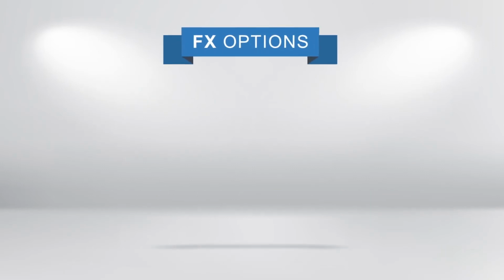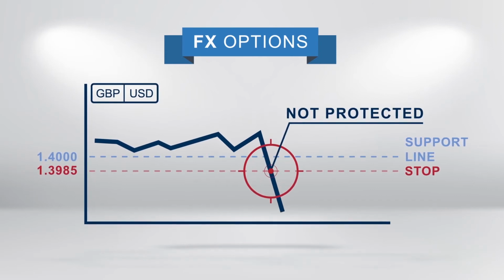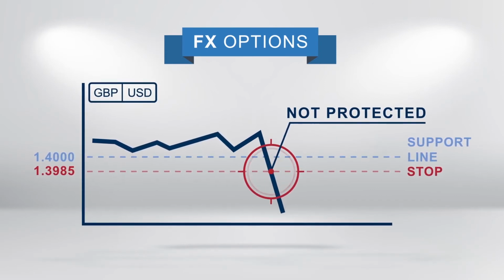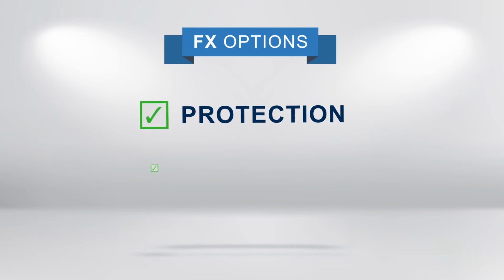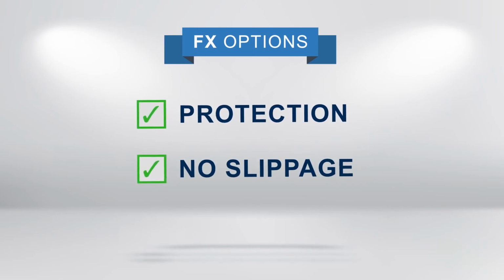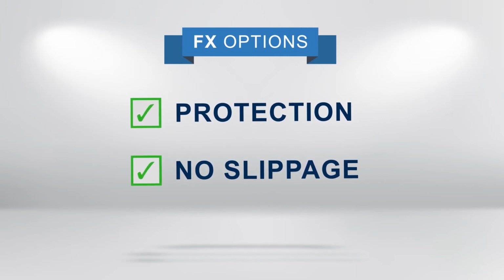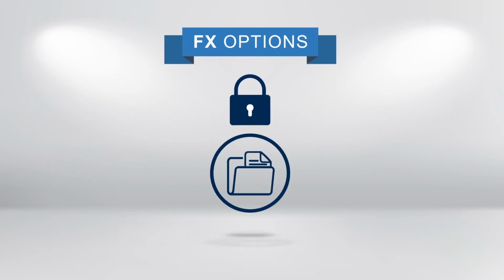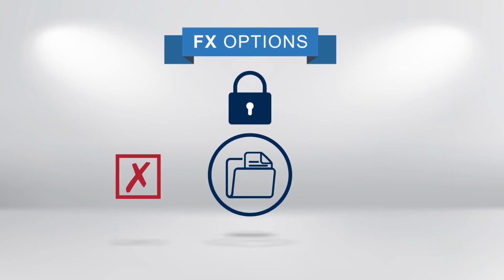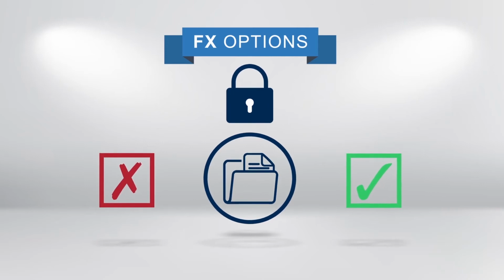So let's review some of the advantages. Placing stops in the FX spot market won't protect you against gaps or drops in the market. However, buying FX options will provide protection. With FX options, there is no slippage. We can always sell spot at 1.3985. Using FX options as protection instead of a stop order also means that we don't have to close out the spot position. We can instead keep the long spot position in our book or portfolio.